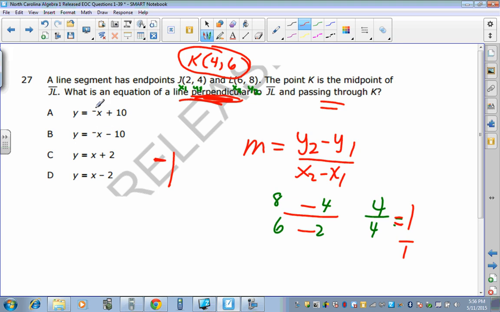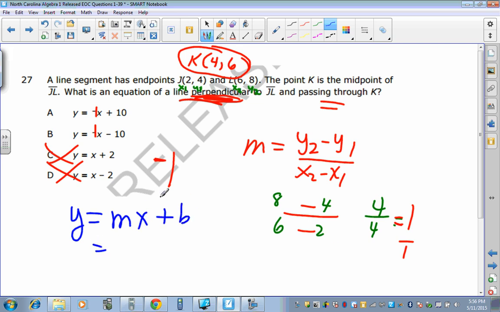Automatically, I can see the answer is going to be either A or B. I can cross out these two. Now, to find the y-intercept, remember the formula is y equals mx plus b. We're going to plug in negative 1 for m. They said that this contains that midpoint, so we can plug in 4 for x, 6 for y.